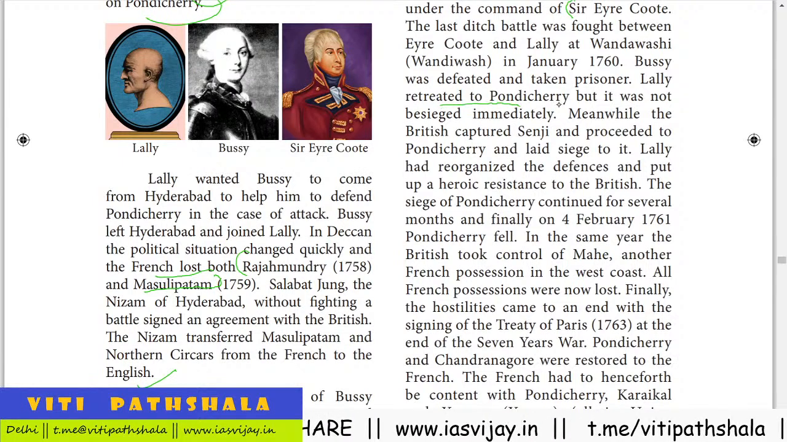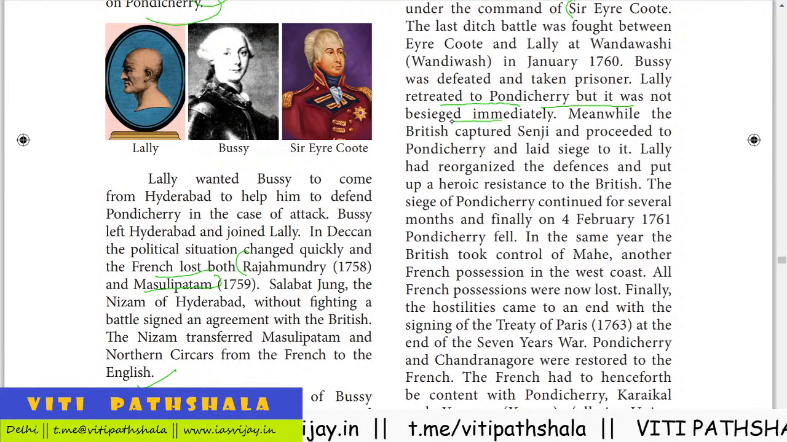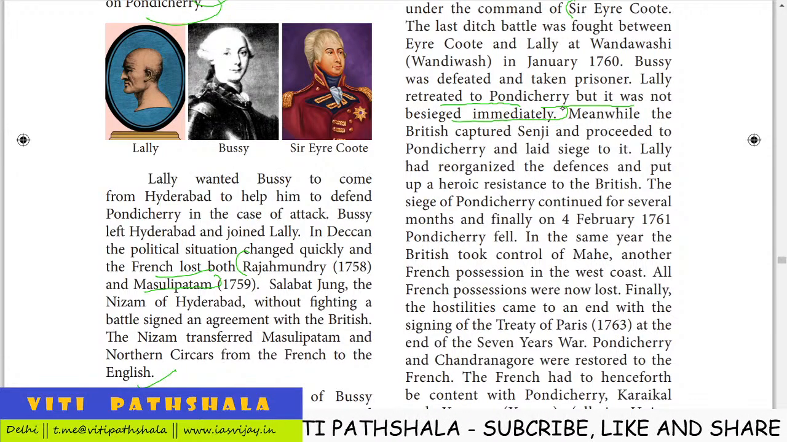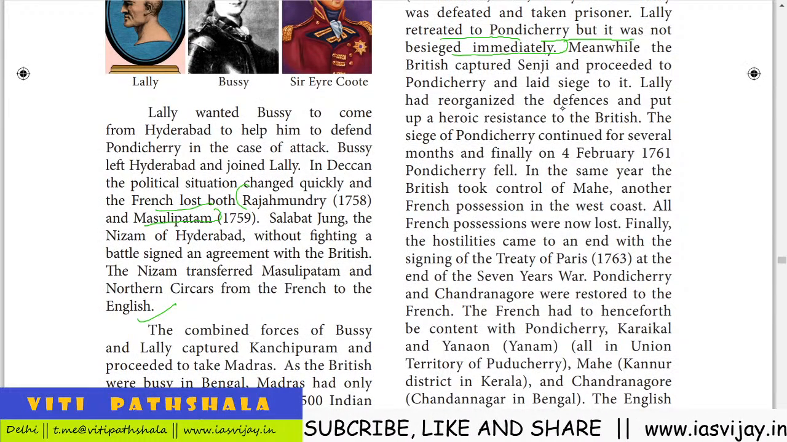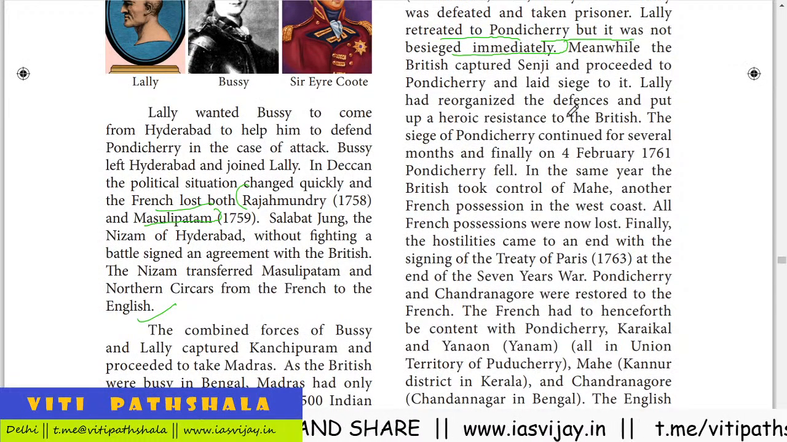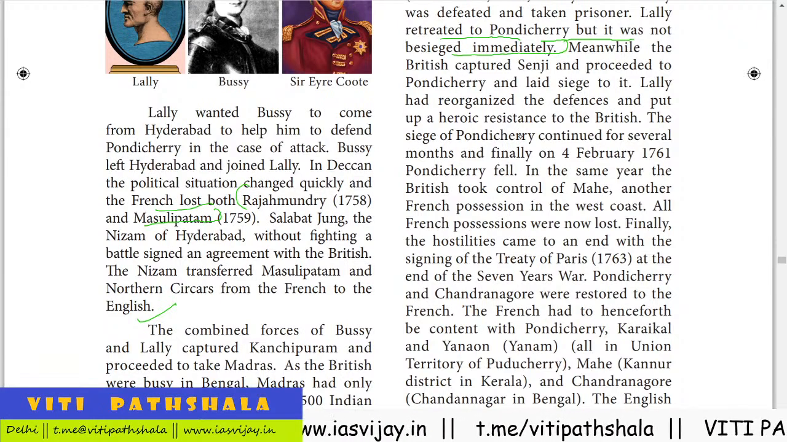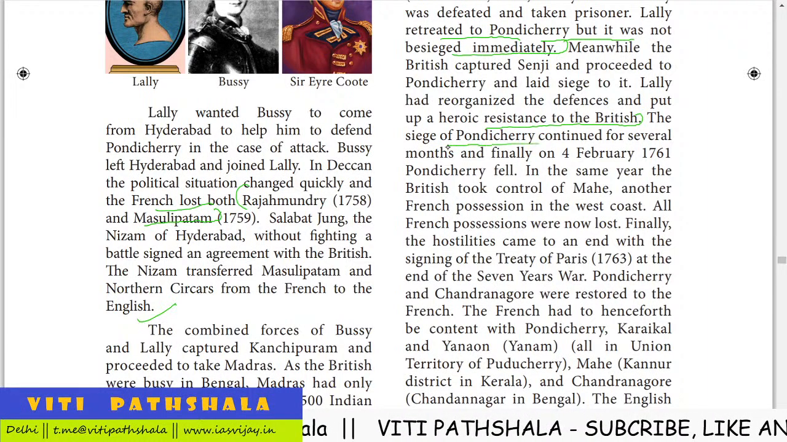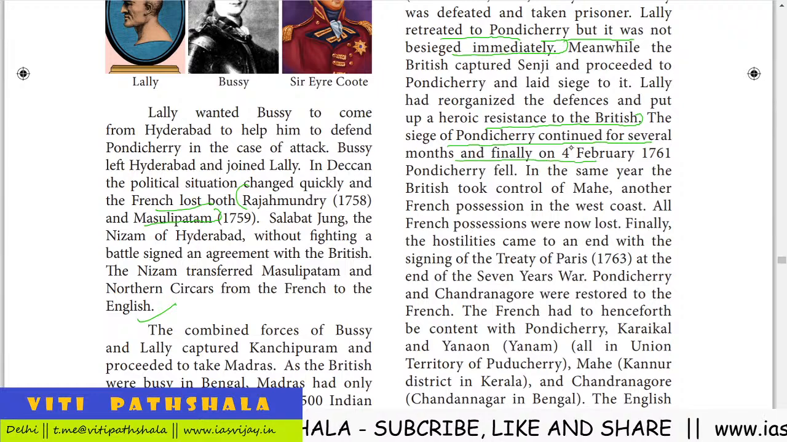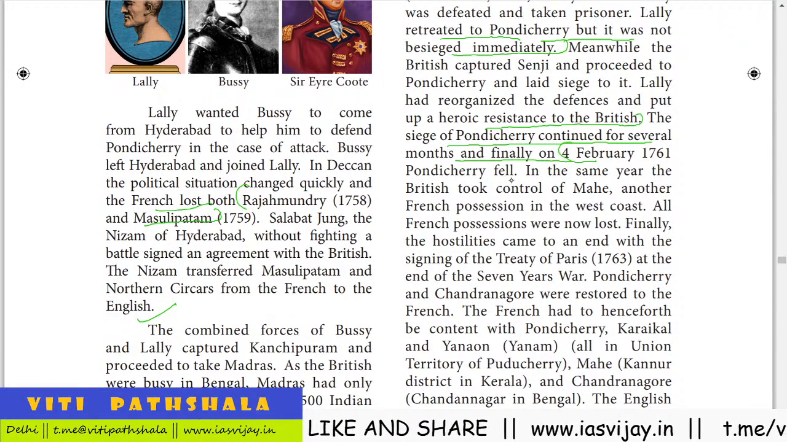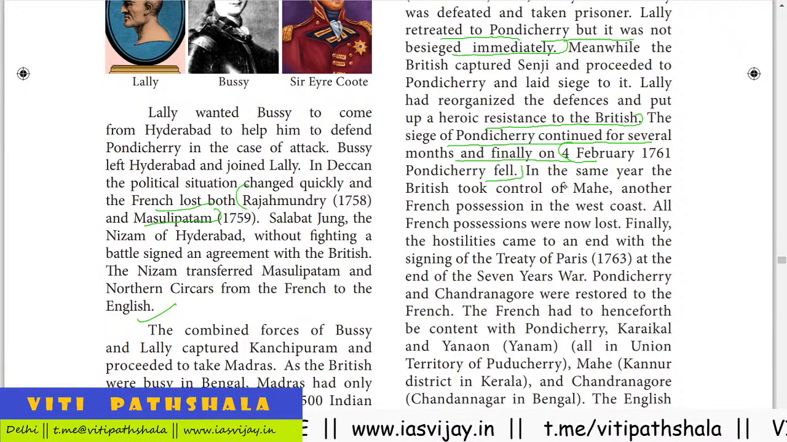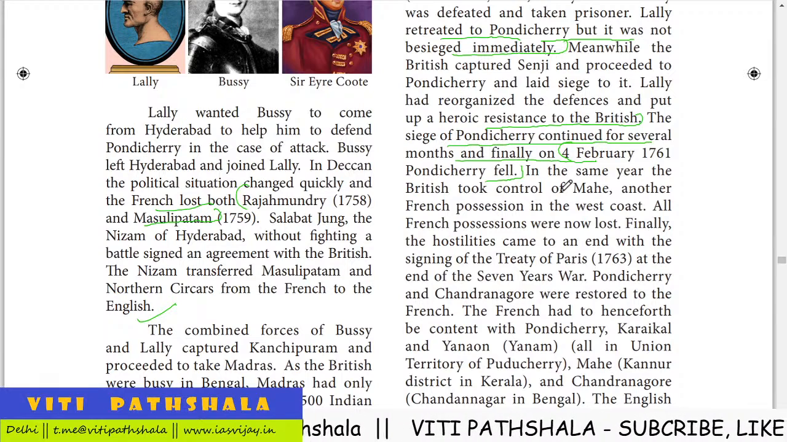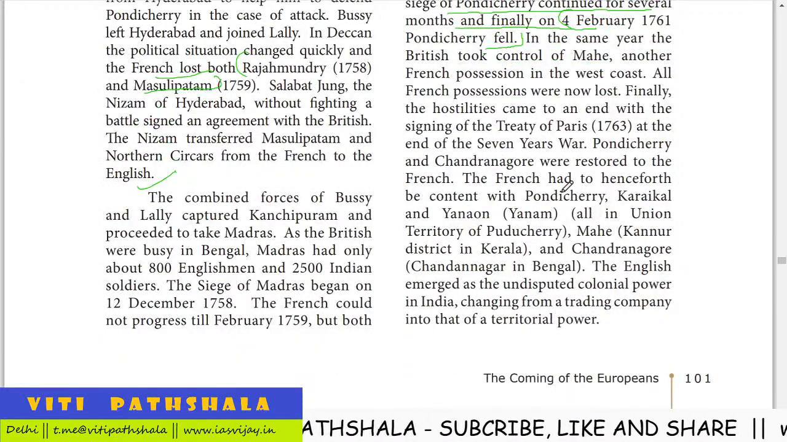Lally retreated to Pondicherry, but it was not besieged immediately. Meanwhile, the British captured Senji and proceeded to Pondicherry and laid siege to it. Lally reorganised the defences and put up a heroic resistance to the British. The siege continued for several months and finally on the 4th February 1761 Pondicherry fell. In the same year, the British took control of Mahe, another French possession on the west coast. All the French possessions were now lost.